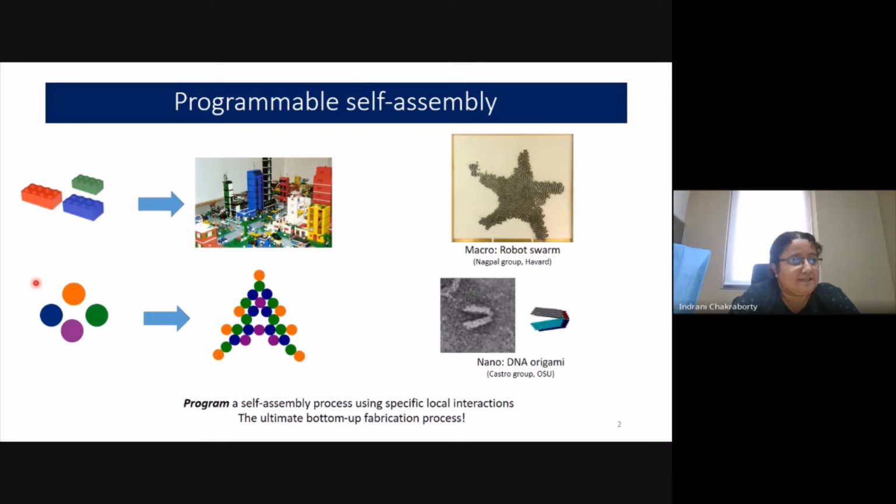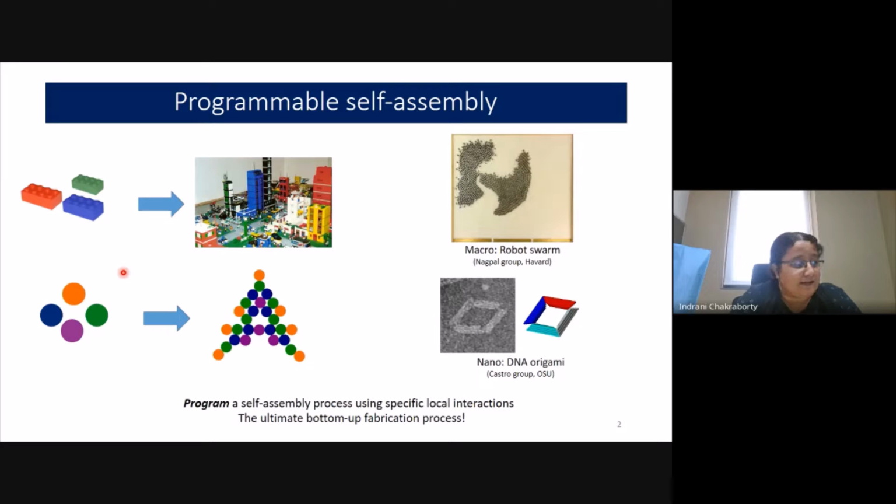So when we try to assemble some structures in a microscale or nanoscale also, we need these two important things: a set of Legos and programmable local interactions, designable local interactions. Encoding a set of local interactions into the building blocks which can guide the assembly process, that means which guide the system to a structure of our desire, is known as the programmable self-assembly.